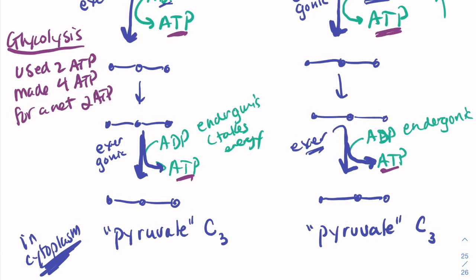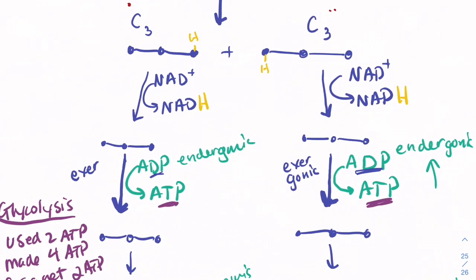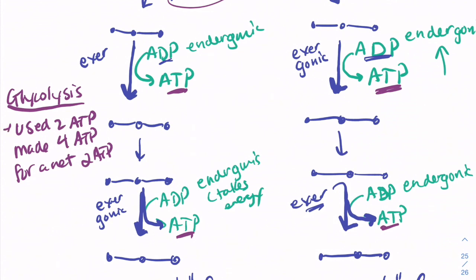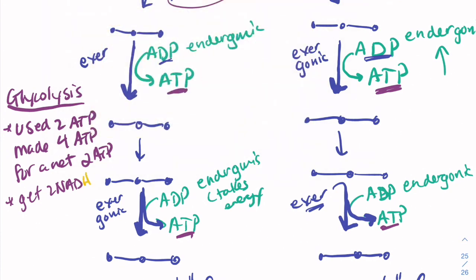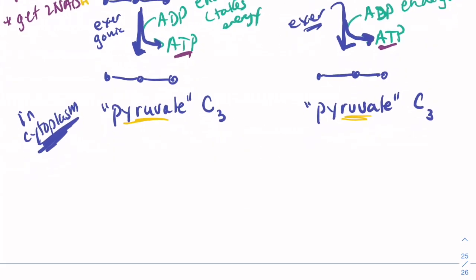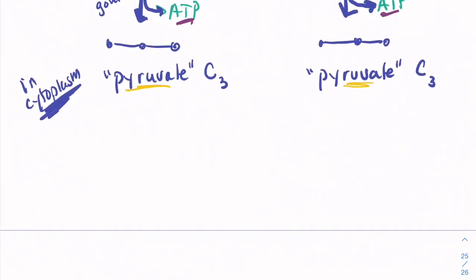Right? Now the cell also got some other goodies back here. It got these 2 NADHs. So you get 2 NADH molecules. Started with glucose, ended up with pyruvate. All right. In the cytoplasm is where this is happening.